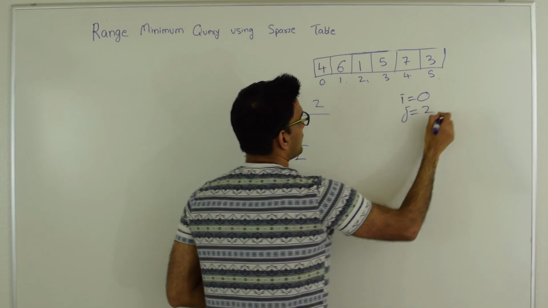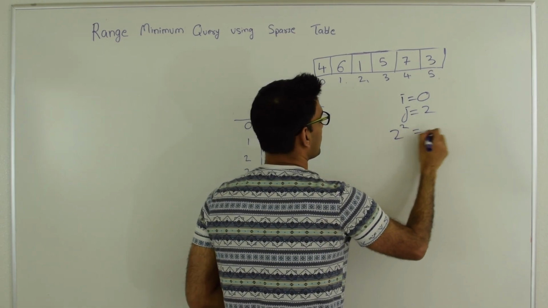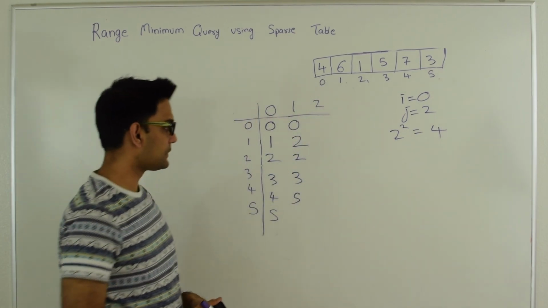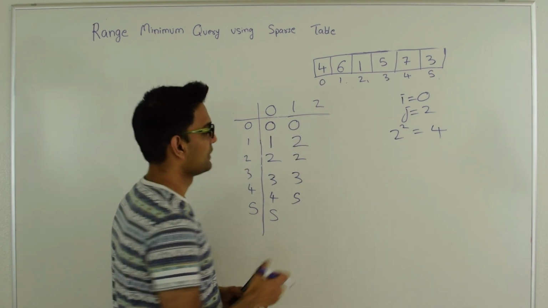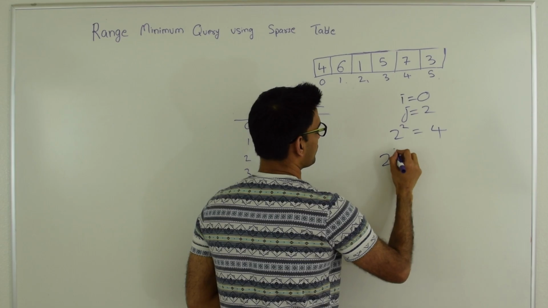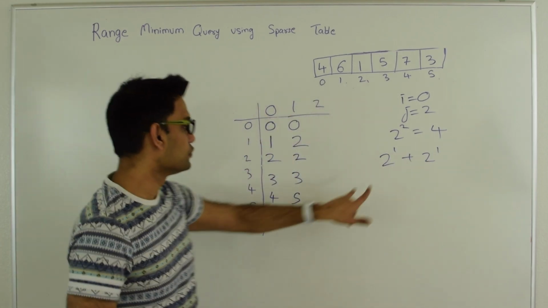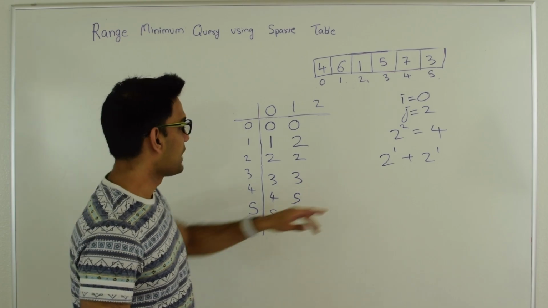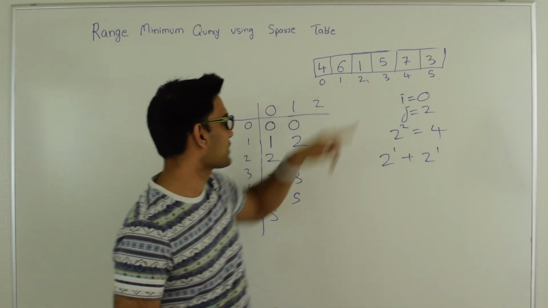So j becomes 2. So 2 raised to 2 is 4. So starting from 0, we are looking for the minimum of next 4 elements. Again, what I said before was this 2 raised to 2 can be formed with 2 raised to 1 plus 2 raised to 1. We have already calculated them before, so we are going to use this information to calculate for the entire thing.